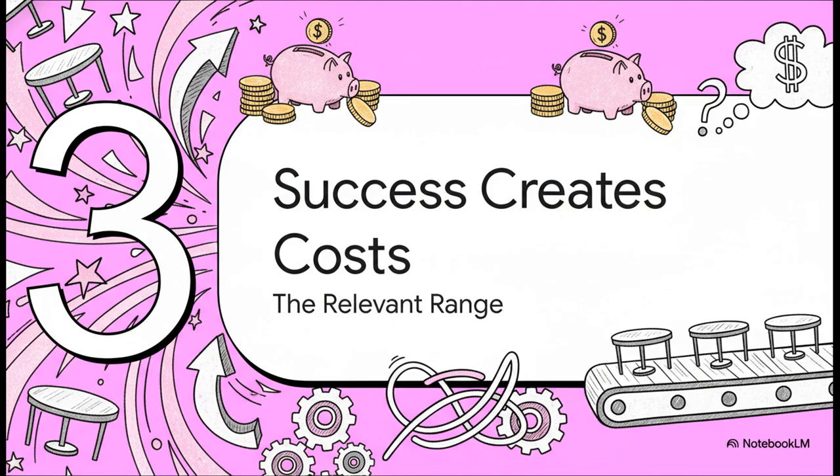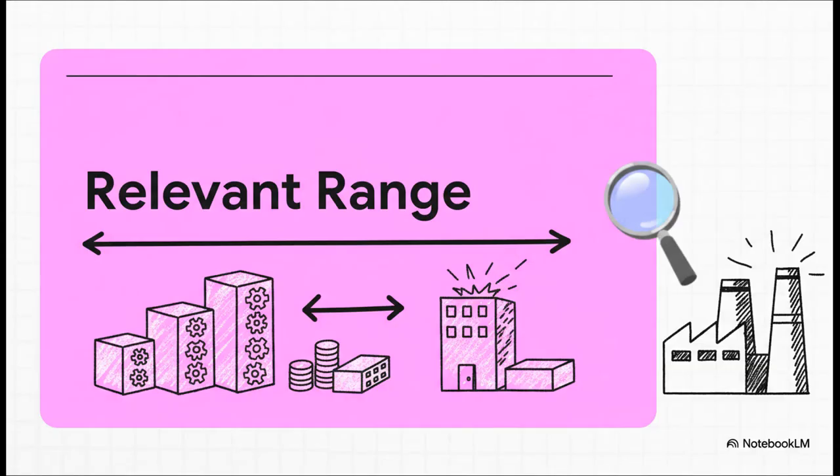People absolutely love our tables. The orders are pouring in. This is great news, right? Well, yeah, but it also creates a brand new kind of problem. It turns out that success can sometimes bring on a whole new set of costs. And this brings us to a super important idea called the relevant range.